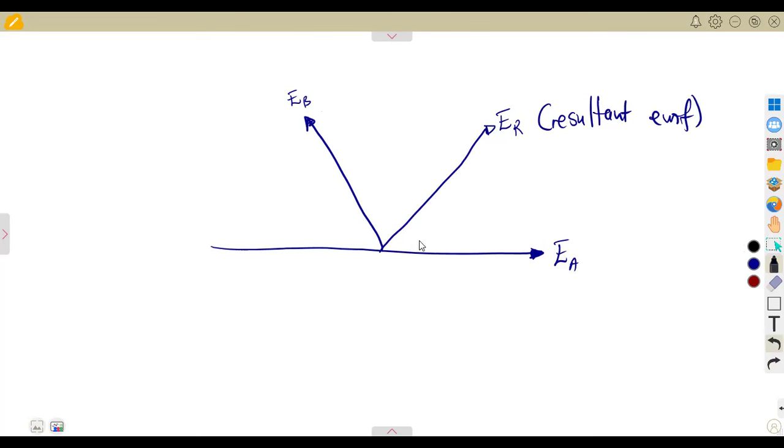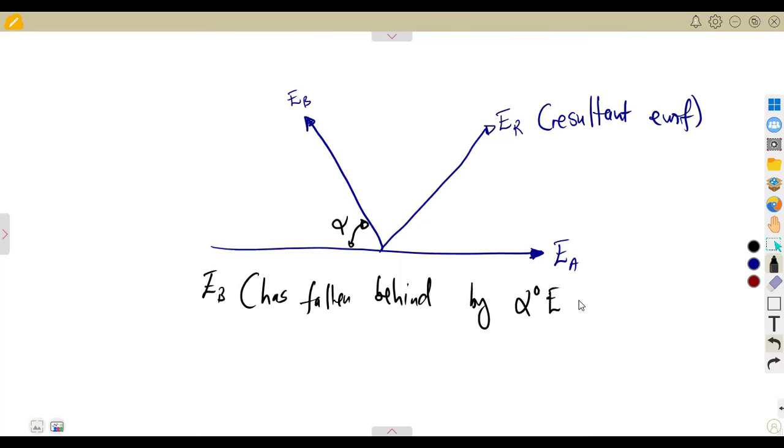So you're going to see that the voltage, this open circuit voltage EB, is fallen behind by the angle alpha. So EB, we can just say, has fallen behind by alpha degrees, which is electrical degrees. All right, so the E is for electrical degrees.